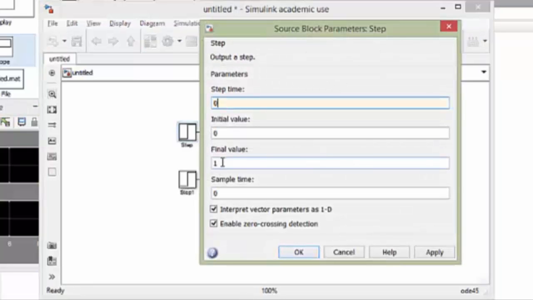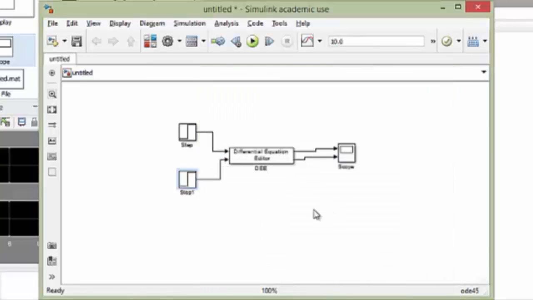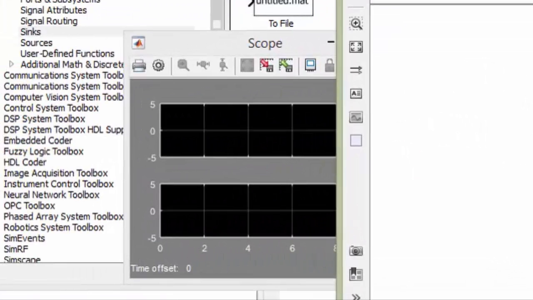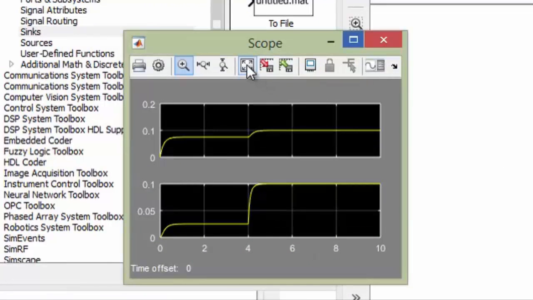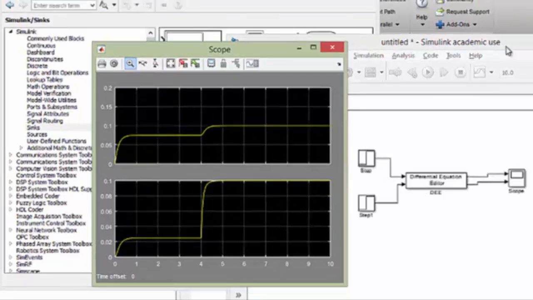Now after connecting this, you can set step time 0 for inlet flow rate 1, and for the second tank's inlet flow rate the step time is 4, but the magnitudes are the same again. If you run this, you can observe how level 1 and level 2 are dynamically responding to the inputs. Again you can see a similar response to what we got with the basic Simulink blocks. Level 1 and level 2 change according to the flow rates we gave.